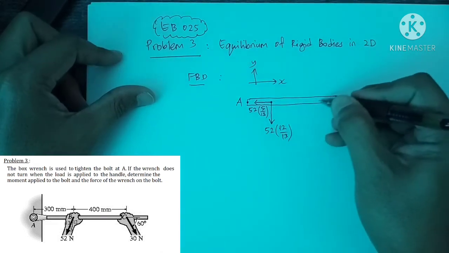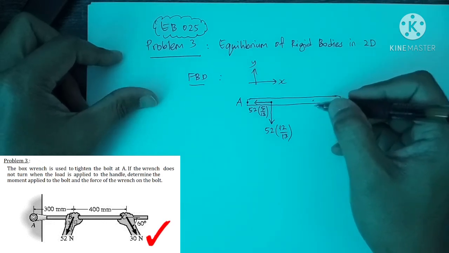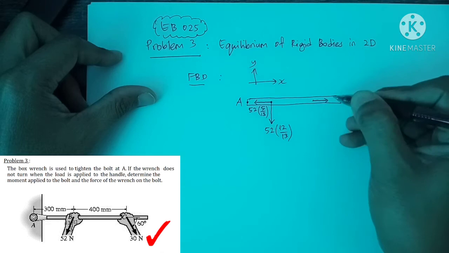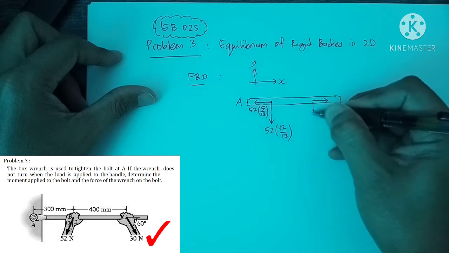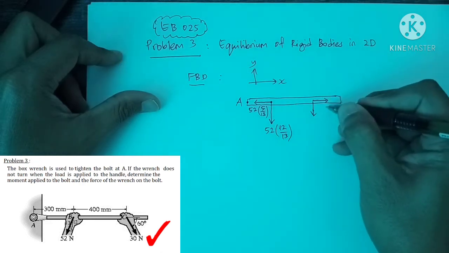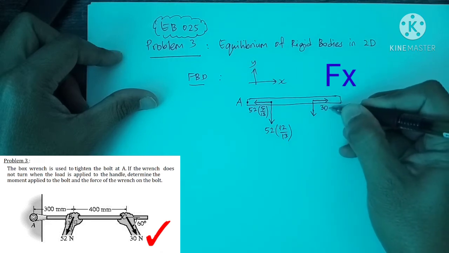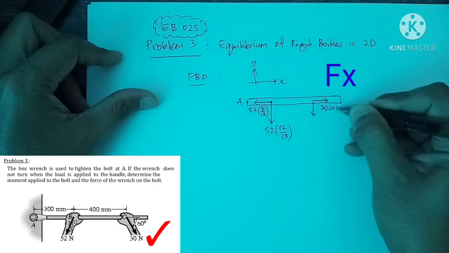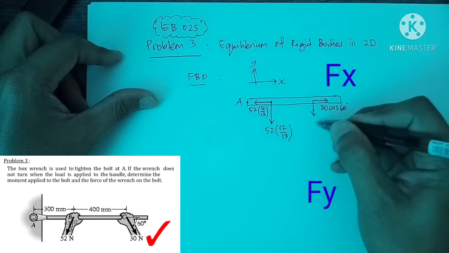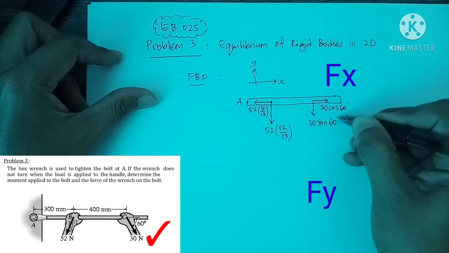The second force here, magnitude 30 Newton, also has component of X and Y. The component Fx for 30 Newton will go to the right with the value of 30 cos 60, and the Fy for 30 Newton will go downward with the value of 30 sin 60.